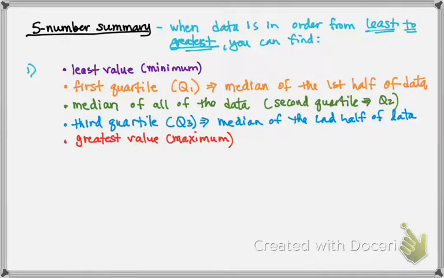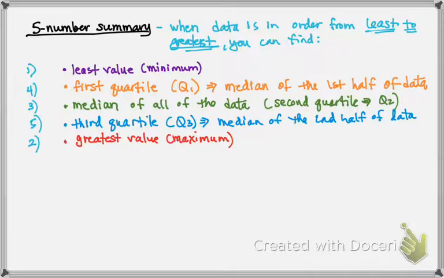First, I would find the least value. Second, I would find the greatest value. Why? They're just at the ends. It's super simple. Then the median. I've got to know the median before I can figure out where my first half versus my second half is. And then I find my first quartile and my third quartile.